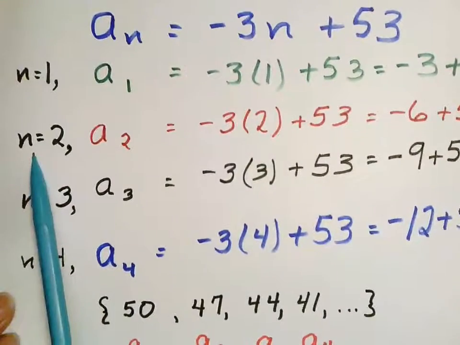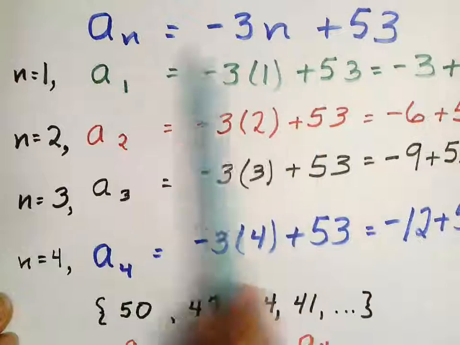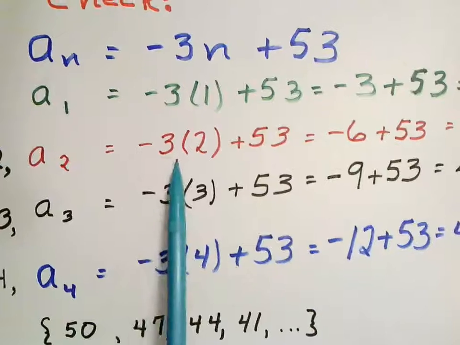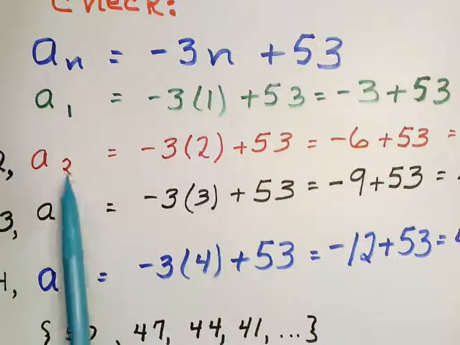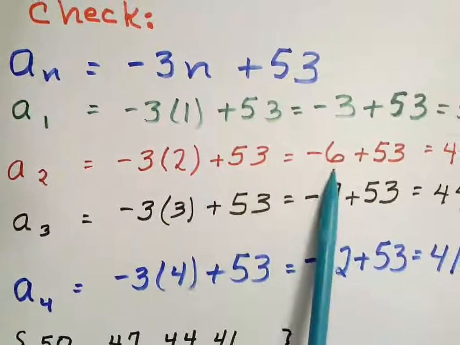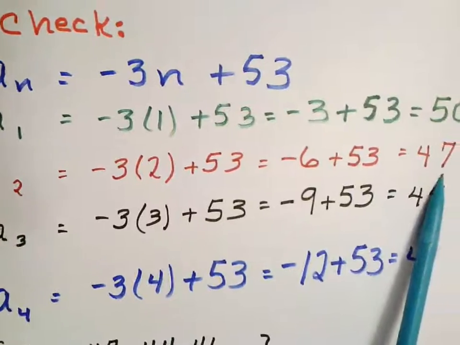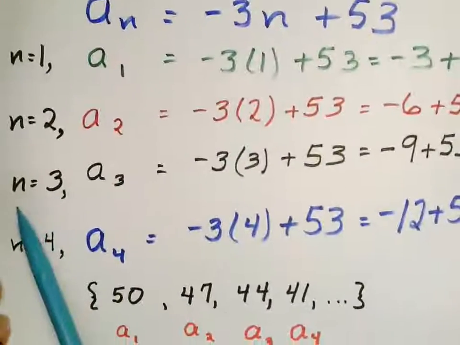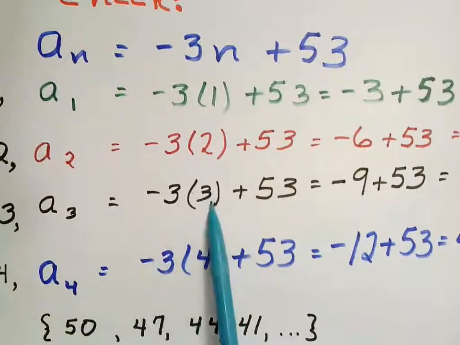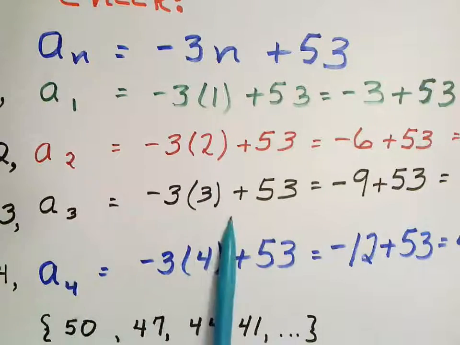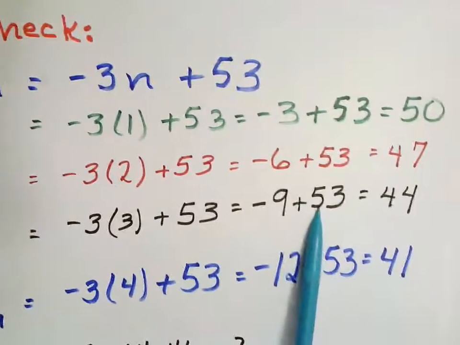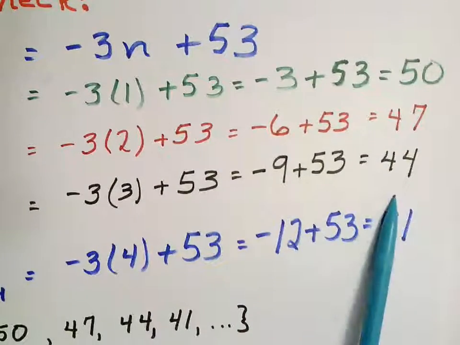Then we're going to let n be equal to 2. We're still substituting into this formula, our explicit formula. So it's going to be a sub 2 equals negative 3 times 2. Remember, this n and this n are the same, so 2, 2, plus 53. Negative 3 times 2, negative 6, plus 53 is 47. Then we're going to let n be equal to 3. So we have a sub 3 is equal to negative 3 times 3. Remember, this n and this n are the same. This time the n is a 3. Negative 3 times 3 is a negative 9, plus the 53 will give us 44.